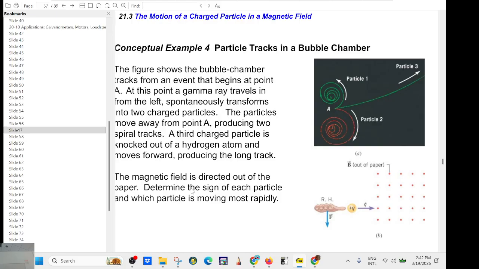You see, it's making a bigger circle. So it means it has more momentum. It's harder to steer. So that particle here has more mass than the green one. And as it goes into a circle, right, it's losing energy. So using a magnetic field, they were able to detect new particles. That's how they found the positron.